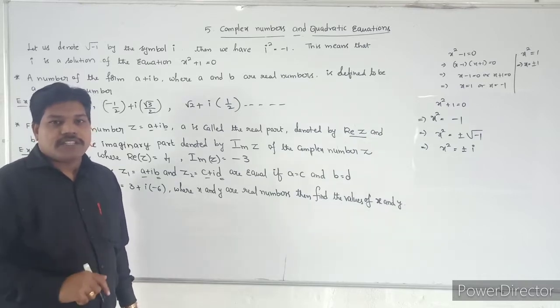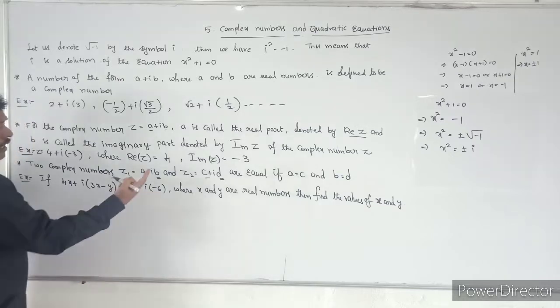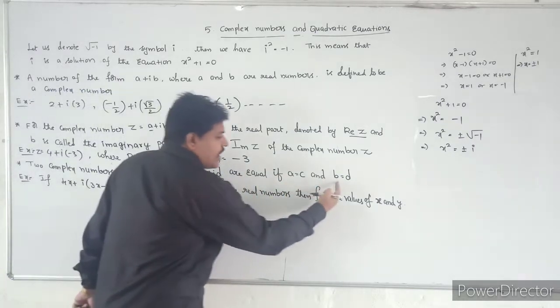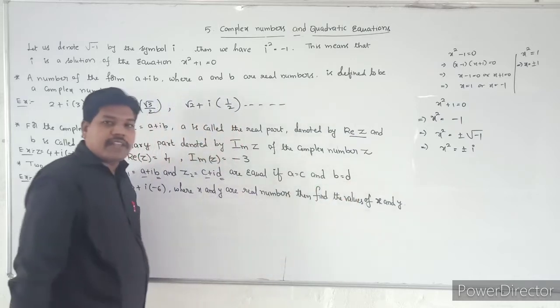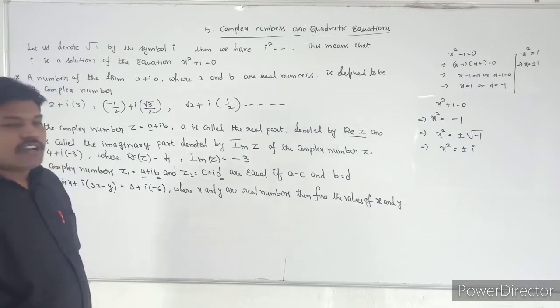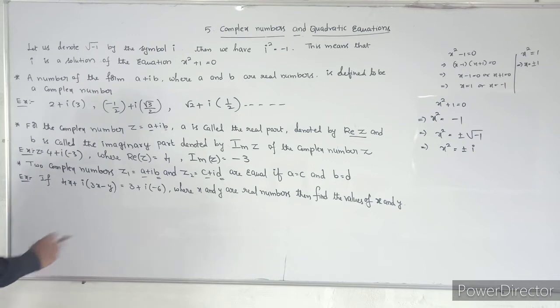So two complex numbers are said to be equal if, what is the condition? The real parts a and c are equal and the imaginary parts b and d are equal. Then we can say that the two complex numbers are equal. See some examples according to this point.